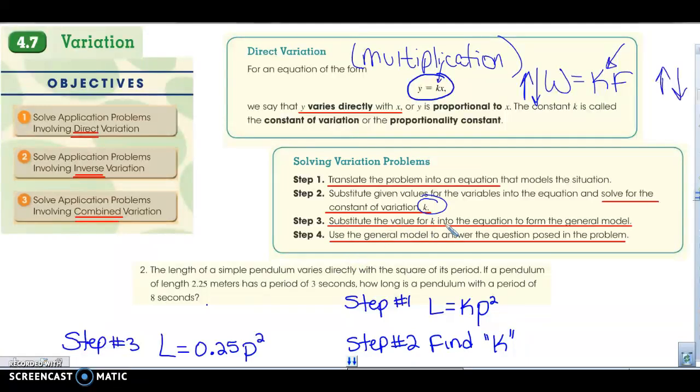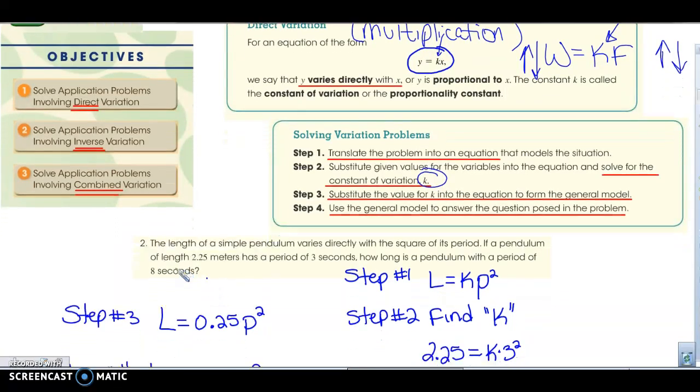Once we have k, we'll then substitute it back into the general equation so that we can now be prepared to solve other questions which present themselves in the same problem. So substitute k in the general equation and then use that general model to answer the question that they pose in the problem. So here's our first example, problem number 2 from your textbook.